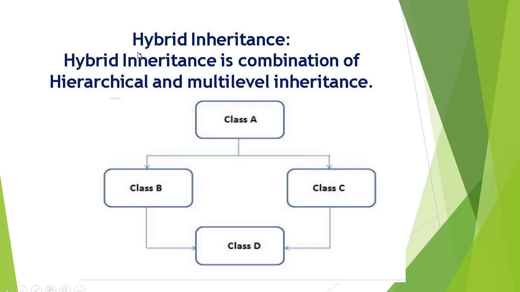The next type of inheritance is hybrid inheritance. Hybrid inheritance is a combination of both hierarchical and multi-level inheritance. As you can see, you have both multi-level, where from an already derived class you are deriving another class, and hierarchical, where from one base class you are deriving more than one derived class. Then it is called hybrid inheritance. It has the features of both hierarchical as well as multi-level inheritance.